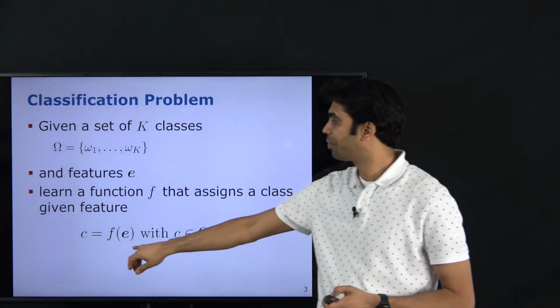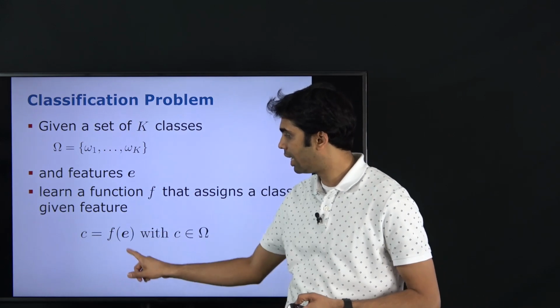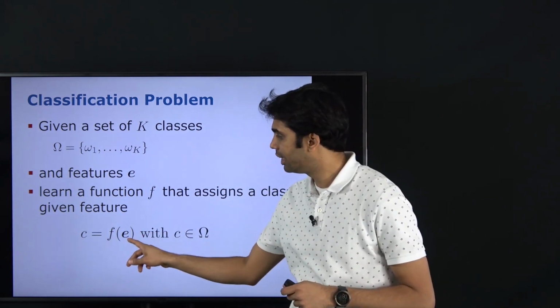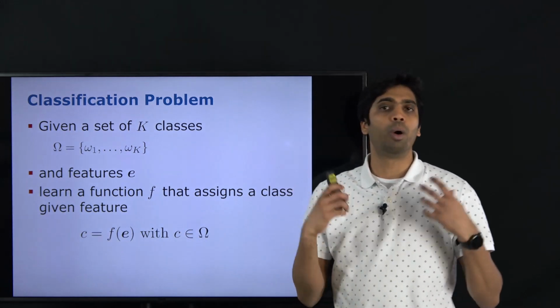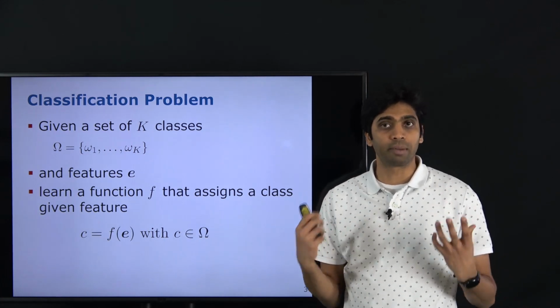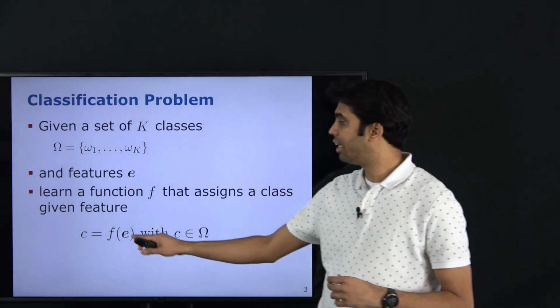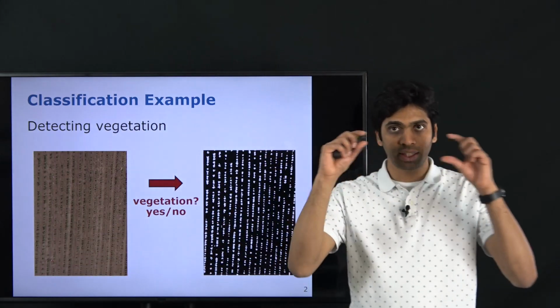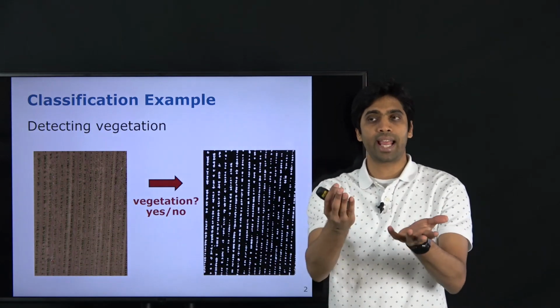So for example, here E could be the entire image, and F could be this mapping which takes in this E vector and tells me what class that particular feature vector represents. So this could be done at different levels, in the sense that you could take the whole image as one feature vector and then say an output.